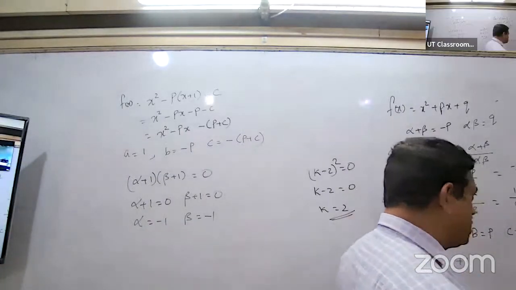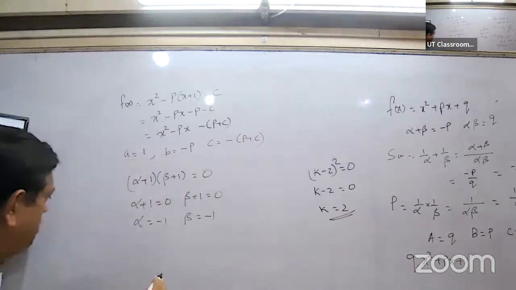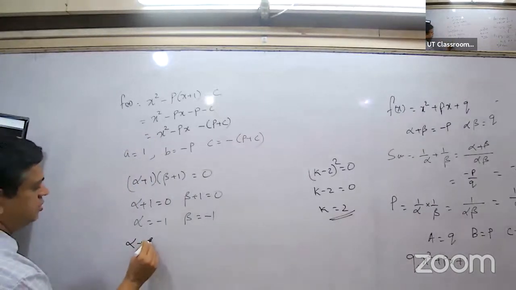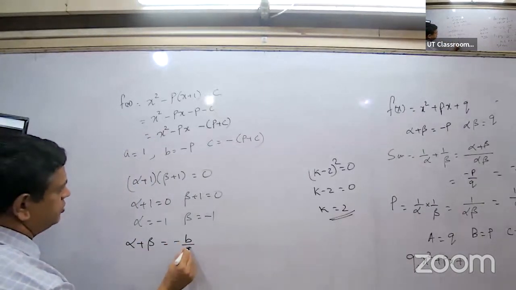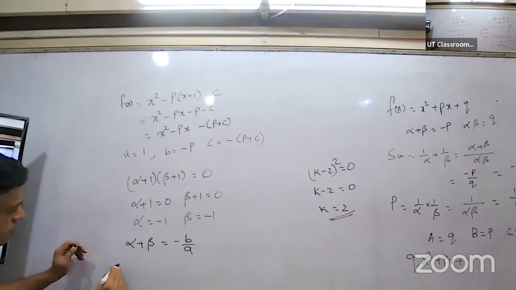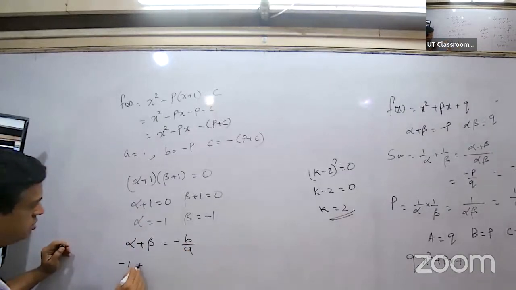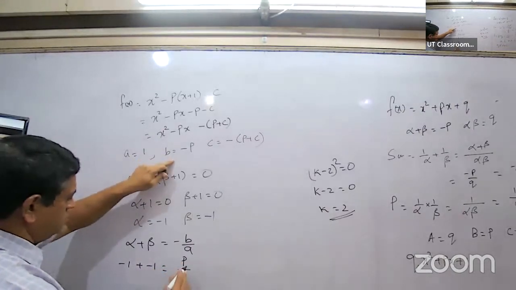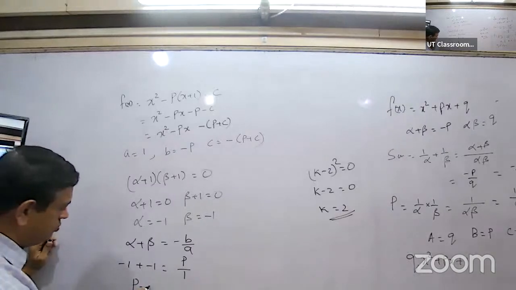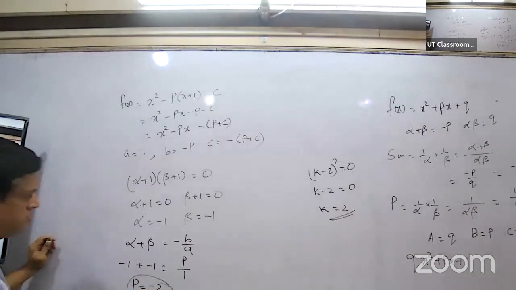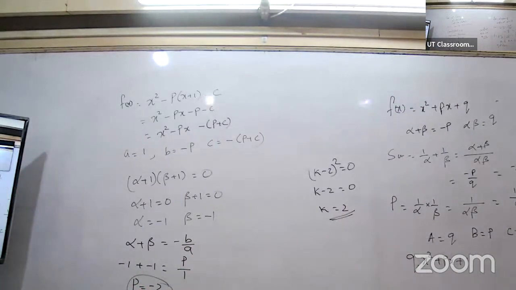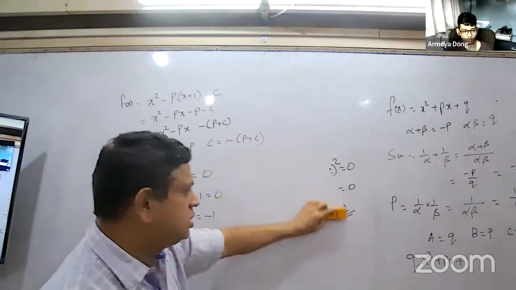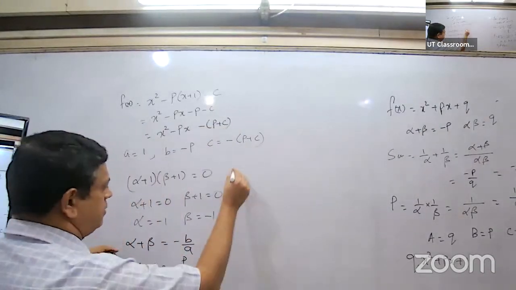So you will not get the value of C directly. First you can apply the formula alpha plus beta is equal to minus B upon A. So the value of alpha is minus 1 and beta is minus 1, equal to minus B upon A, which is P upon 1. Therefore P is equal to minus 2. Are you followed?